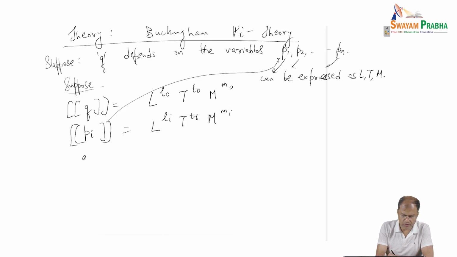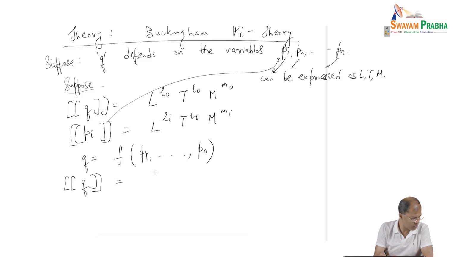And now we can assume that Q has some form of functional dependence on the Pi's, which means that we can now write down the dimensional analysis of Q in dependence on Pi as follows. So this is equal to P1 to the power A1, P2 to the power A2, up to Pn to the power An.